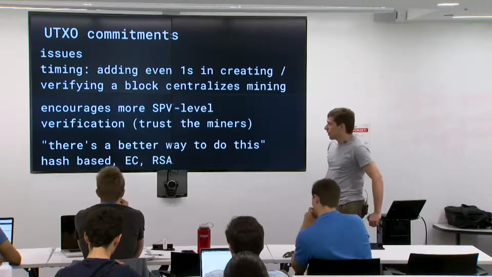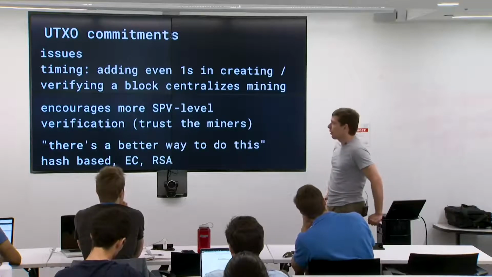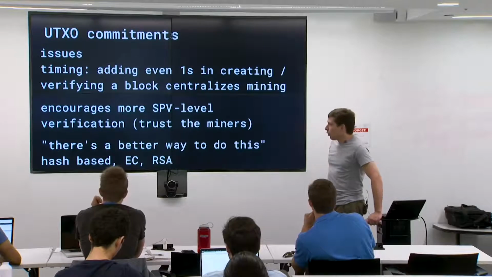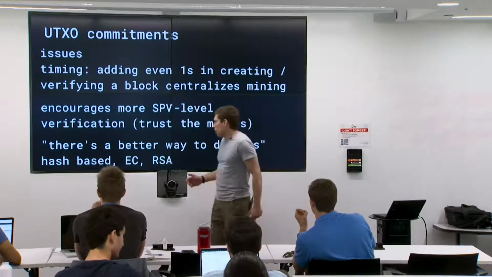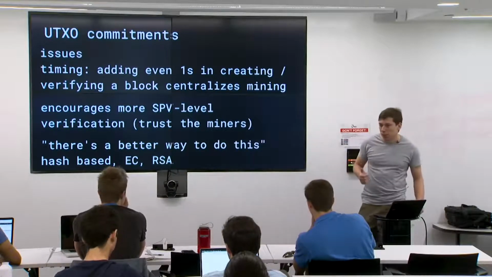Anyway, it's a pretty cool idea. It does exist in Ethereum, which is just hash-based, the tree thing that Joe Bonneau sort of explained. But that doesn't provide for non-inclusion proofs, which would be fun. So this is another research area. Any questions about UTXO commitments?